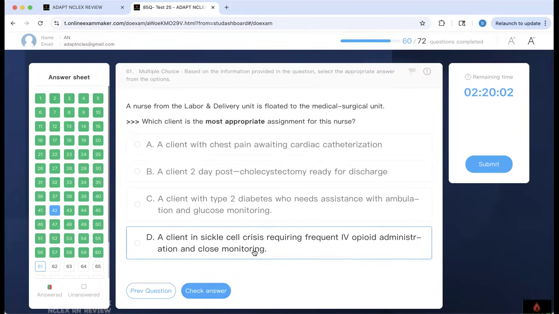And this: a nurse from the labor and delivery unit is floated to the medical surgical unit. Which of the following is the most appropriate assignment for the nurse? A client with chest pain awaiting cardiac catheterization. A client 5-day post-cholecystectomy ready for discharge. A client with type 2 diabetes who needs assistance with ambulating and glucose monitoring. The client with sickle cell requiring IV opioid administration and close monitoring. Make sure you give it to the floater from the medical surgical unit, what she can see there and can take care of. Who do you think?